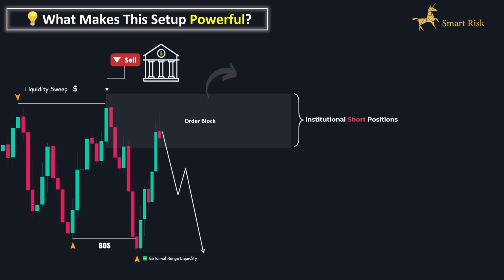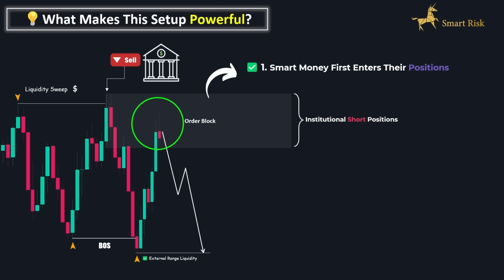So, these zones are where smart money first enters their positions. They're manipulation areas that form before the main institutional orders are executed. That's why they carry so much weight. Price tends to respect them. So, when price comes back to these zones, institutions often step in again to defend their positions or initiate the remaining portion of their trades. That's exactly why we wait for the price to revisit these zones.